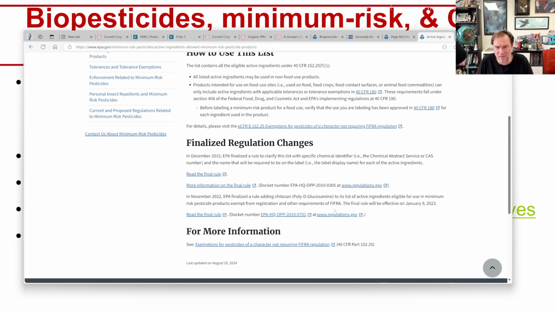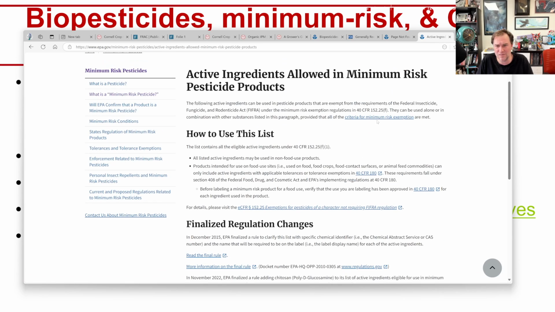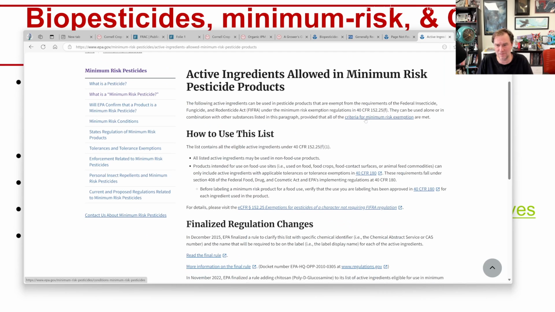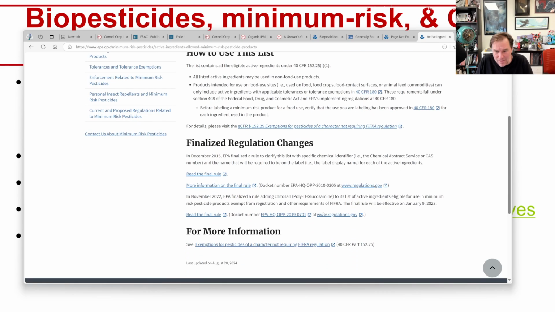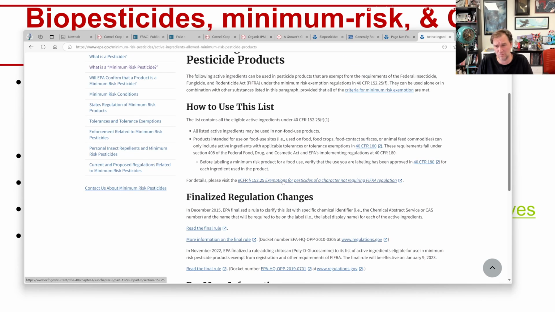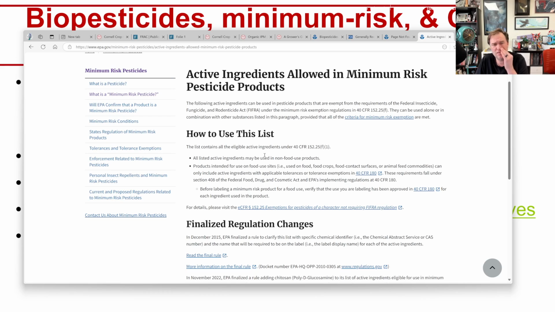Let's see if we can find exemptions. Let's see. I want to see if we can find the actual inventory list. I'm going to view the list. Where is the list? Of course, now that we're doing this live, I will never find the list. Oh, I'm sure it's interesting. I don't see the list.